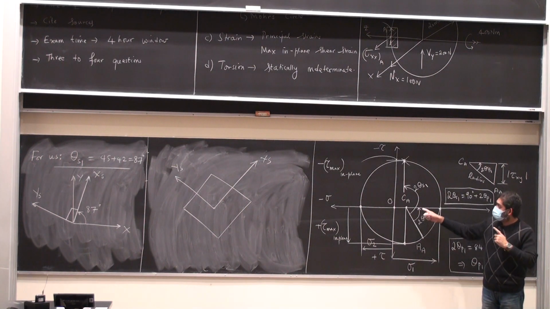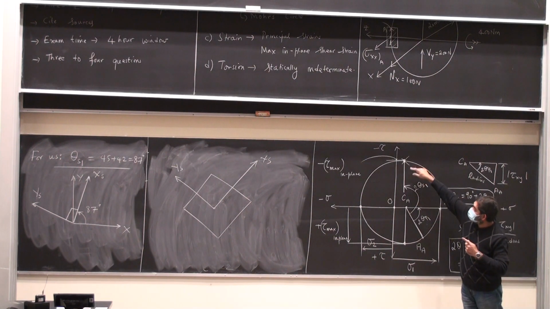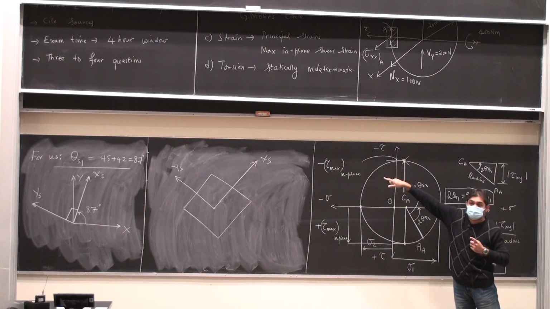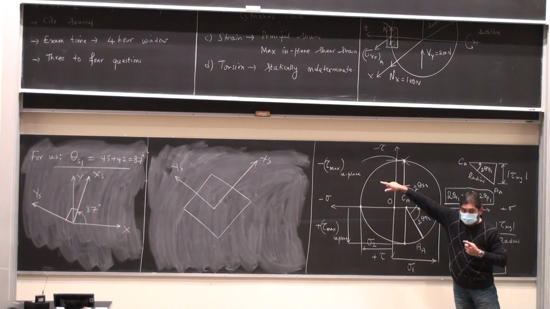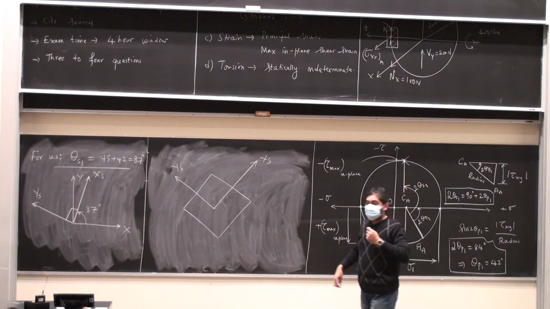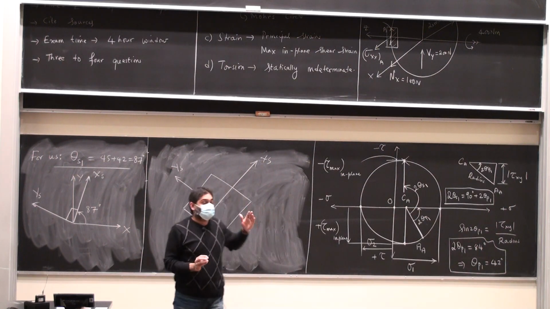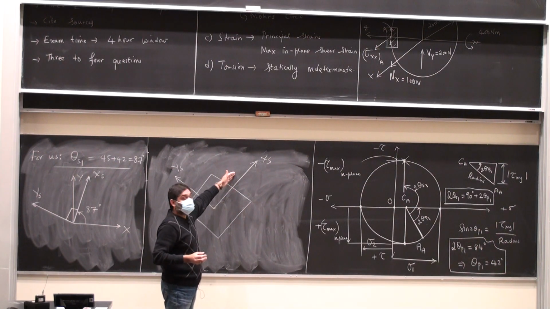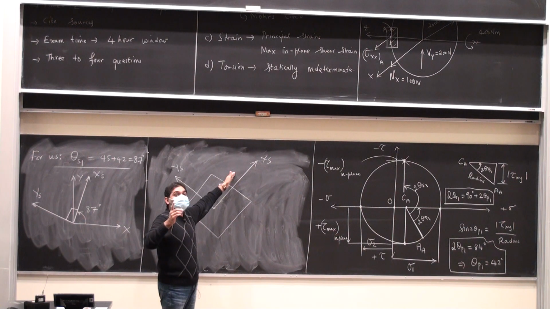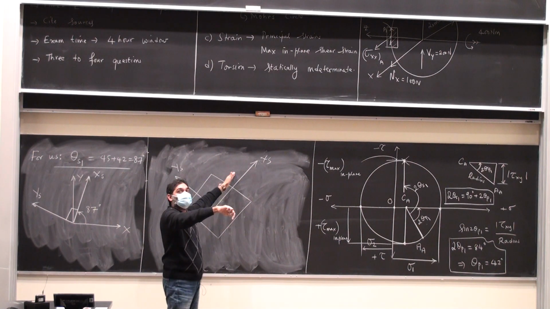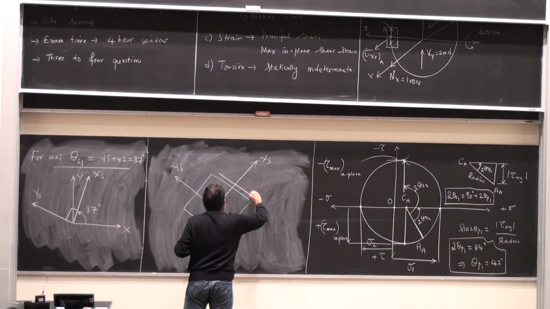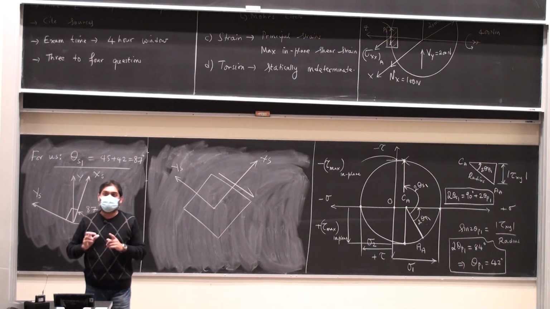Starting from the reference line, the first shear stress value that I reach in this particular problem is negative tau max in plane. Which means, if you look at the side that contains the positive xs direction, what has to be the direction of the shear stress on there? It has to be pointing down. Does this make sense to everybody?